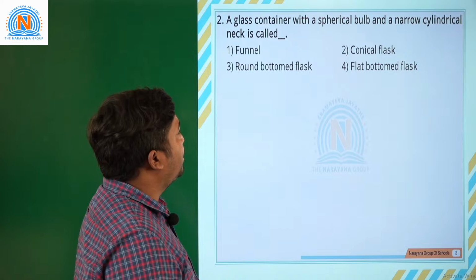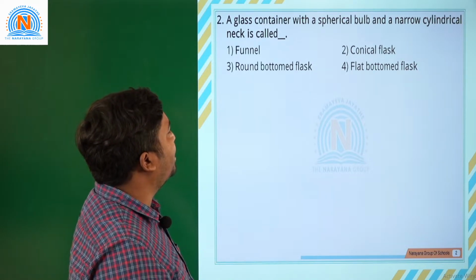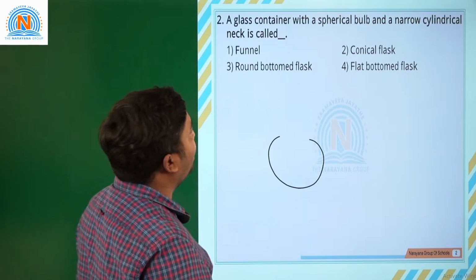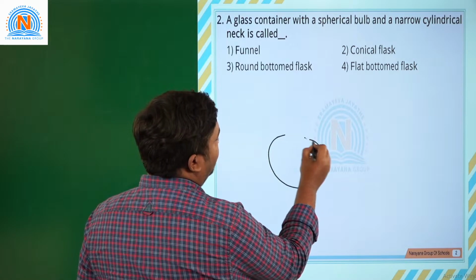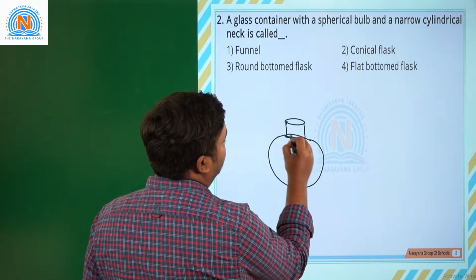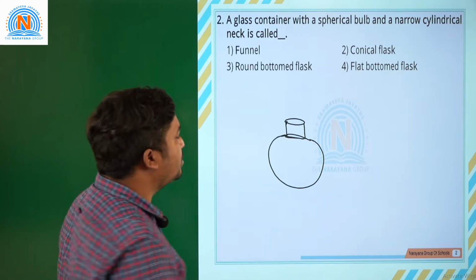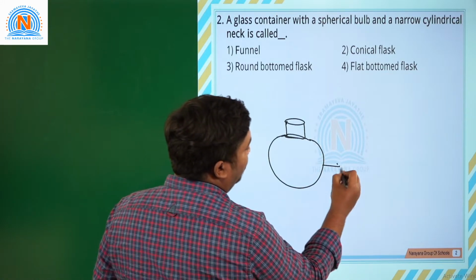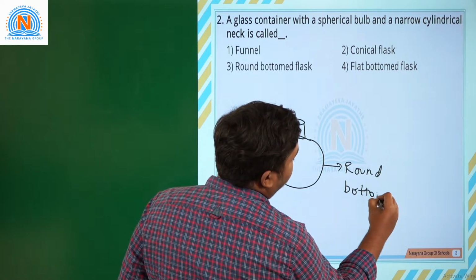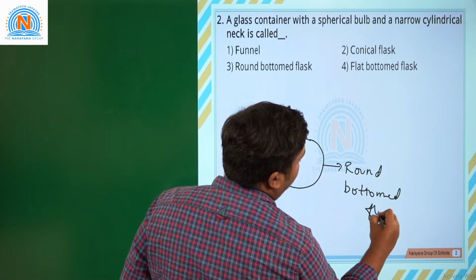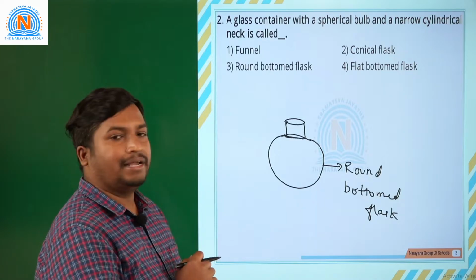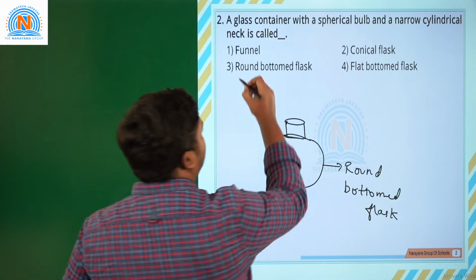A glass container with a spherical bulb and a narrow cylindrical neck. So it should have a spherical bulb like this and a narrow cylindrical neck. Narrow cylindrical neck means the shape here should be cylindrical. If you observe this, it is appearing in round shape, so we call it a round bottomed flask. This round bottom flask is generally used for condensation reactions.